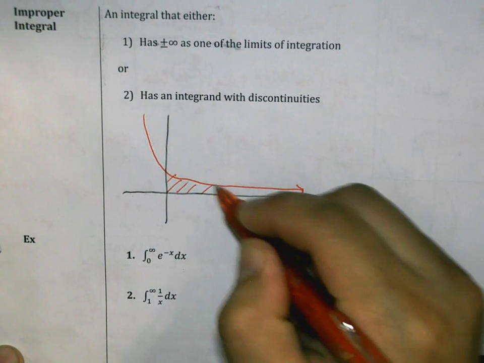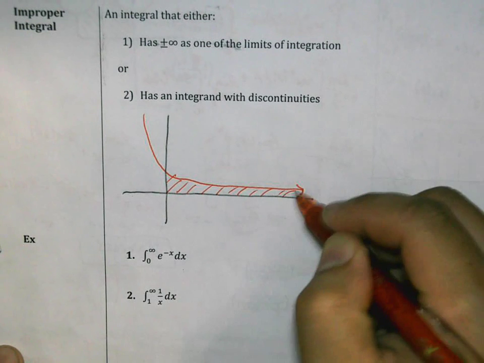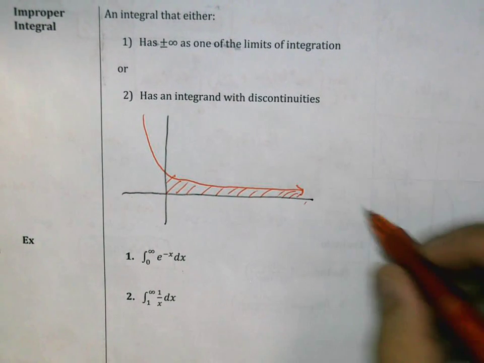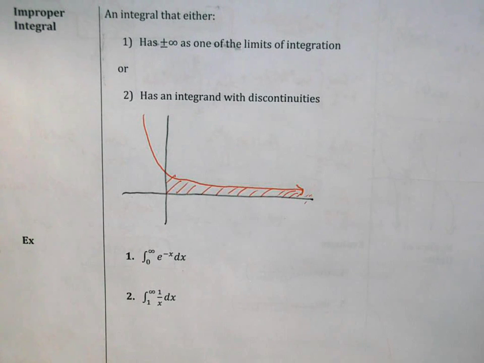The question is, if we add up all of this area onwards into forever, will this equal some finite number, or will it just continue to get bigger and bigger? Intuitively, it's really not clear. We would like to think that it approaches some number, and we would like to know what that number is, but it's not entirely clear.